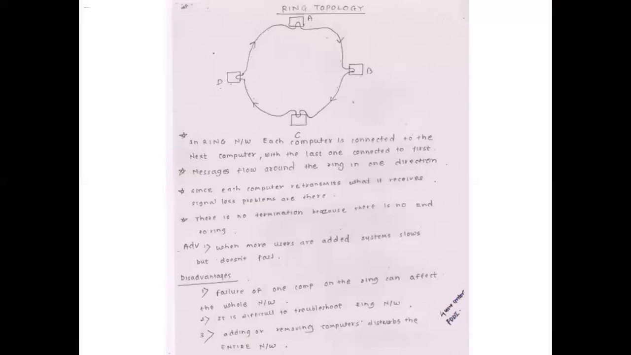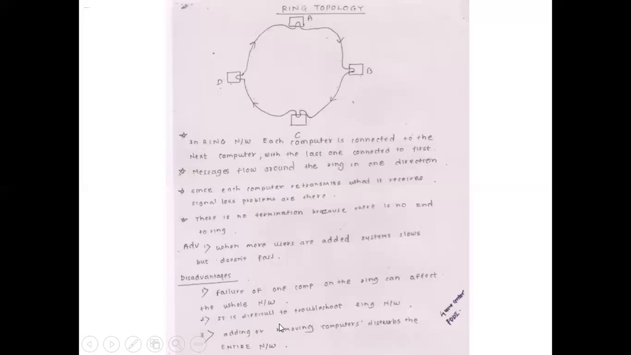Then disadvantages. Failure of one computer on the ring can affect the whole network. Let us say this B computer has some technical issues, and if you want to remove this computer from this ring topology network, the moment you touch B and remove this wire, the ring is going to be broken. And finally, there is no continuity and the ring network fails.